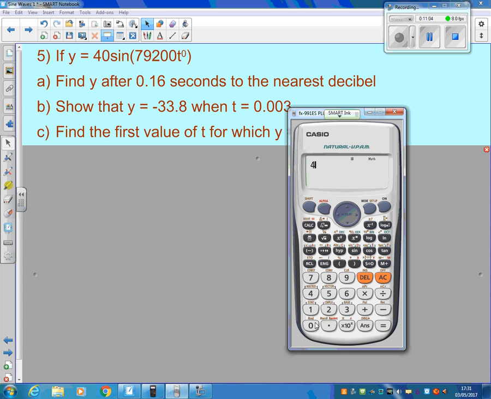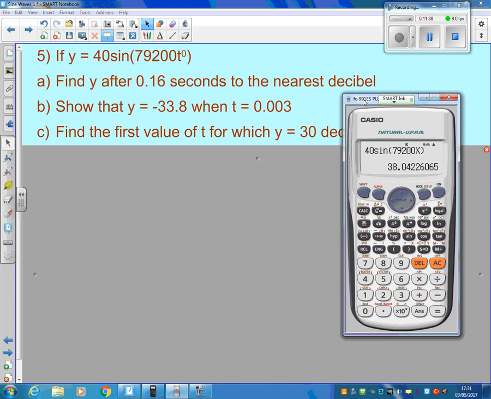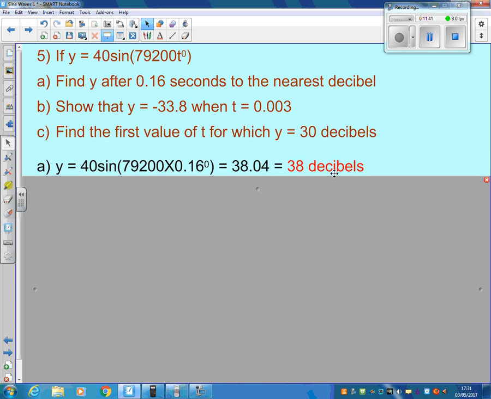And then I do 40, sine, and then in the brackets, I'm going to put 79200. I have to put an alpha x, because I can't put t there, close the brackets. And now, all I need to do is calc 0.16, and it will replace the x by 0.16. So I do calc 0.16 equals, there's my answer. To the nearest decibel, it's going to be 38 decibels. So for that first one, I'm expecting to get 38 decibels.